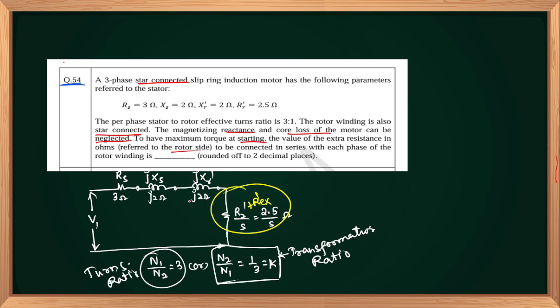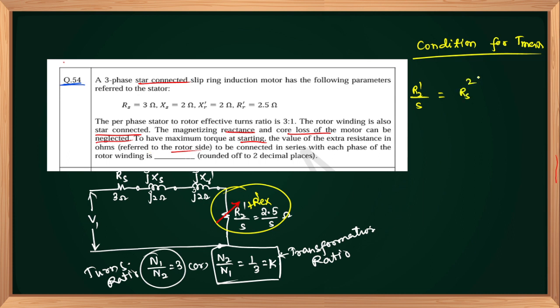You know the condition, it is the same like the maximum power transfer theorem. The variable resistor must be equal to the constant value. So which is the variable here? R2 by S is a variable. As the speed changes, slip changes. If the slip changes, R2 by S also changes. So the condition for maximum torque is variable must be equal to constant term. What is the variable term here? R2 dash by S is equal to the constant term. Remaining all terms are constant terms.